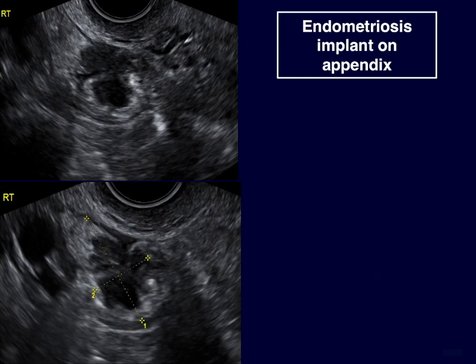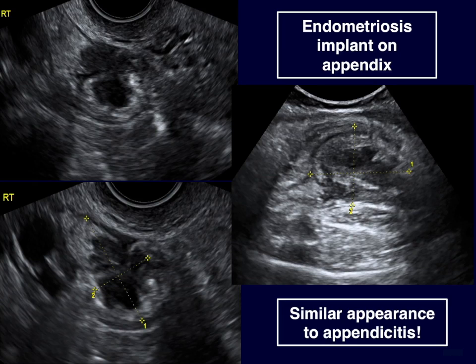Now, this patient came in with right lower quadrant pain, and this was the region of the appendix, and this was actually an endometriosis implant on the appendix. Obviously, we thought it was acute appendicitis, which is very similar to this other case on the right, which is actually a case of acute appendicitis. But you can see that endometriosis can involve the appendix as well.